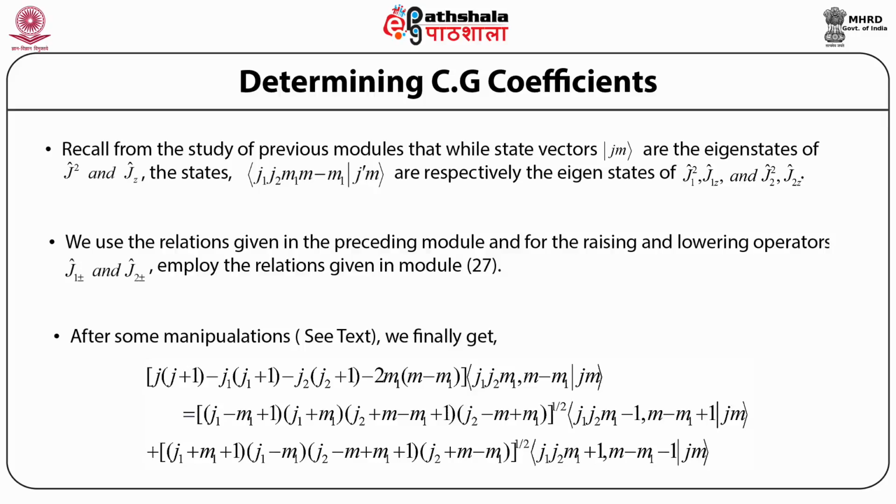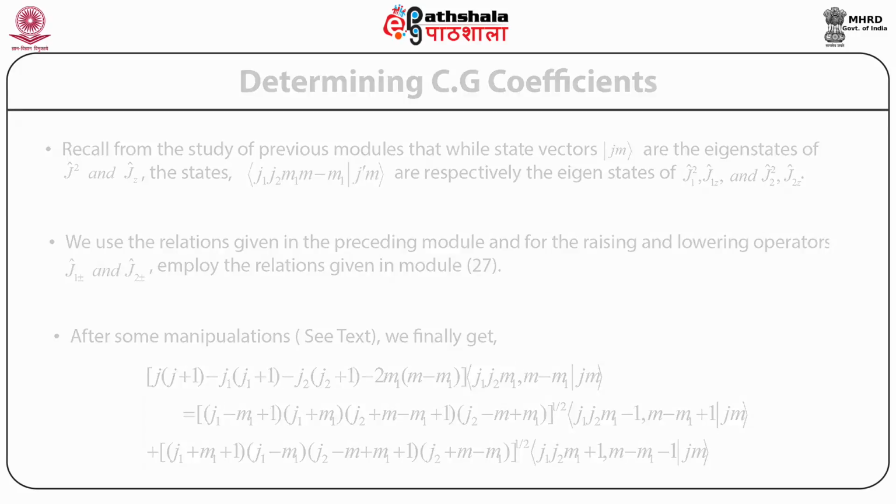this whole plus [(j1 + m1 + 1)(j1 - m1)(j2 - m + m1 + 1)(j2 + m - m1)]^(1/2) <j1 j2 m1+1 m-m1-1|j m>.